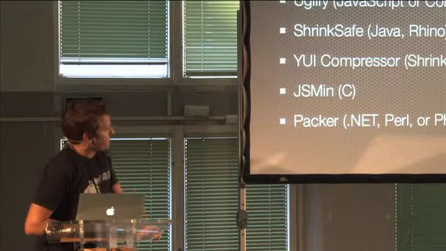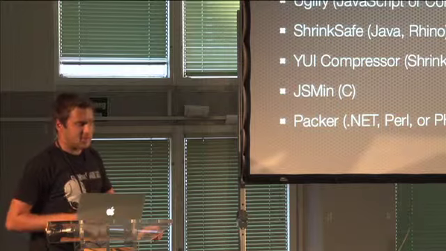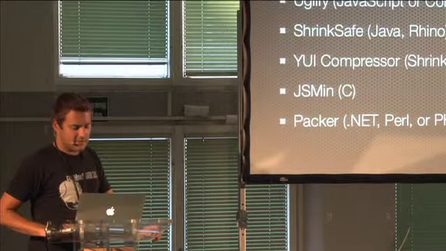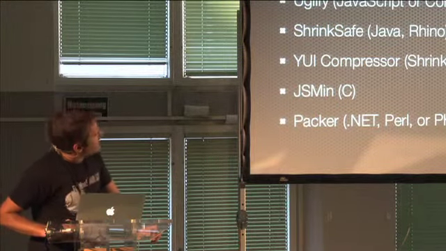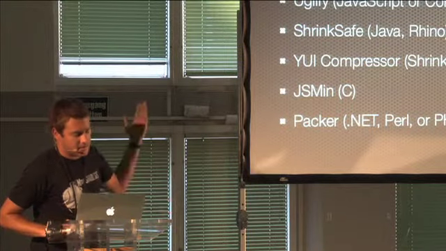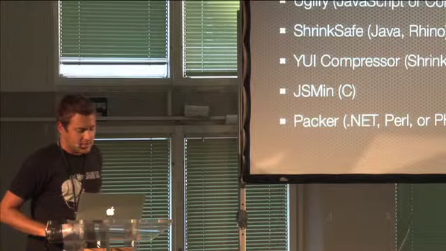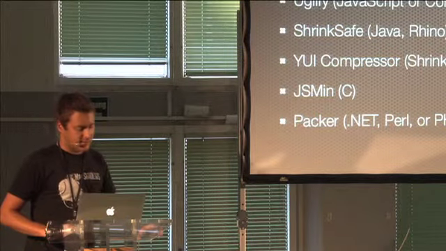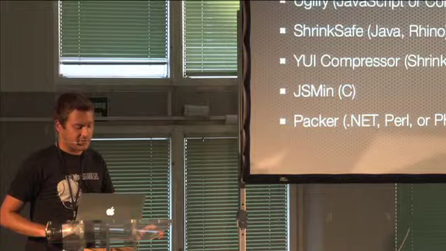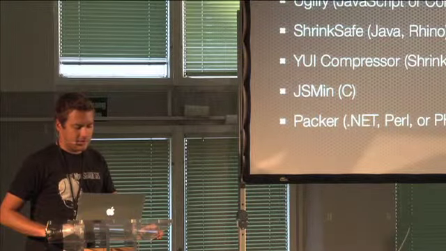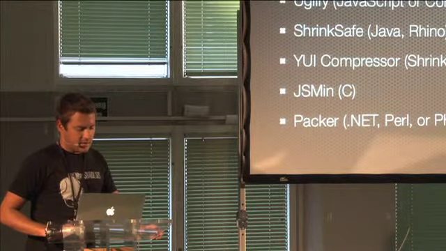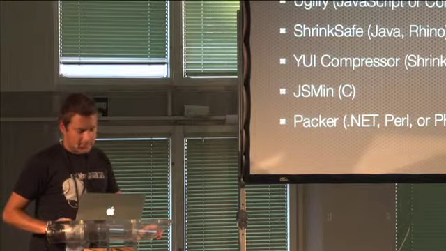So yeah, Closure Compiler. Uglify is another fairly advanced optimizer. In parentheses, it shows you what language it's actually implemented in. So Closure Compiler is Java, Uglify is JavaScript and Common Lisp. Shrink-safe and YUI compressor, I think, use basically the same parser. And then there's a couple others, less popular ones.